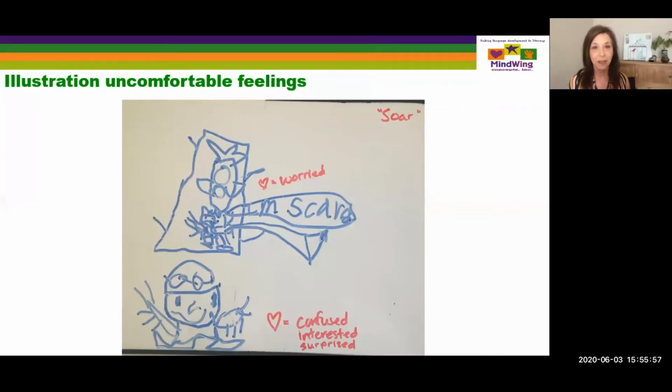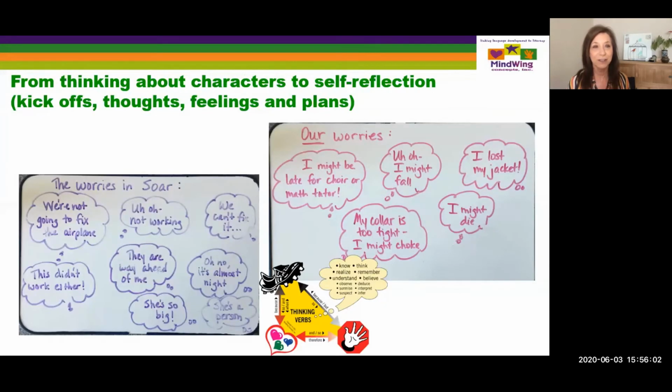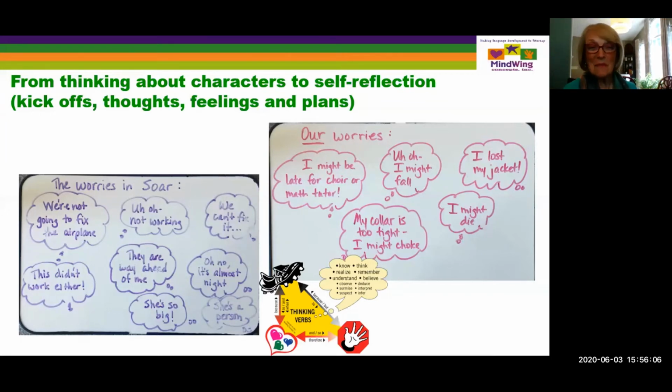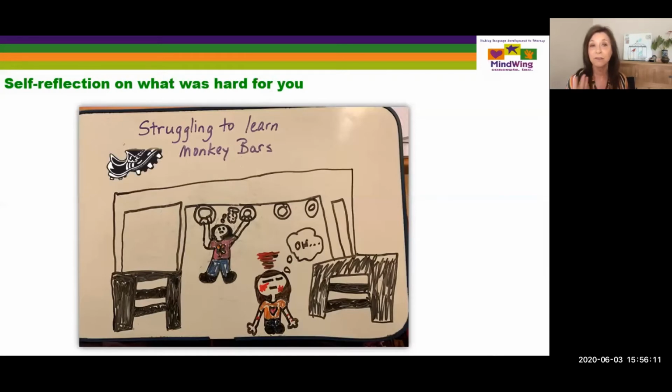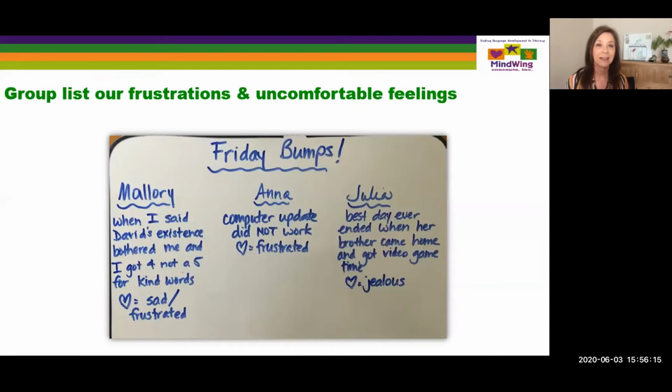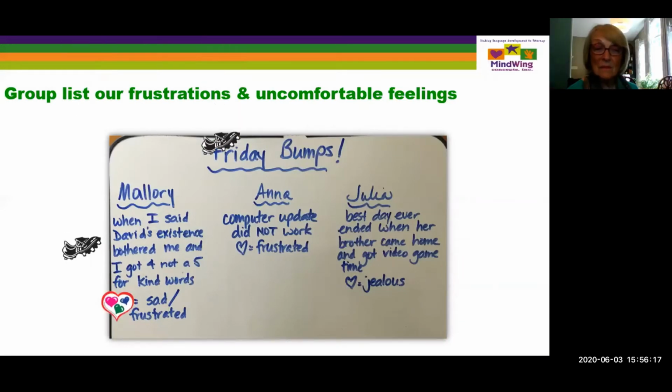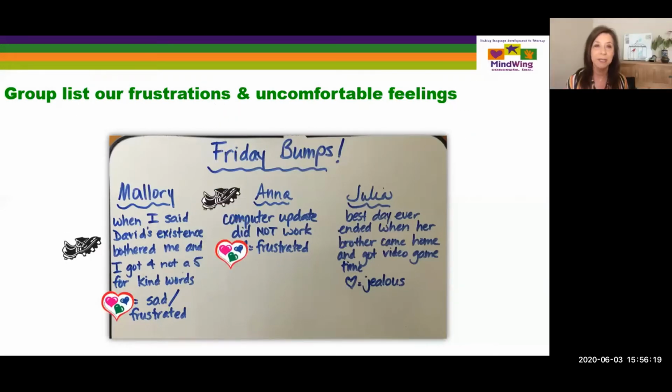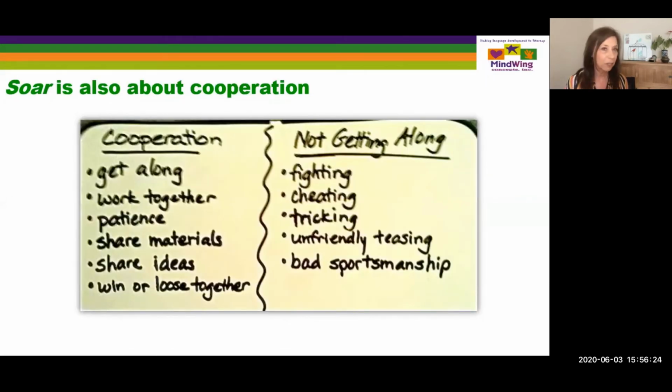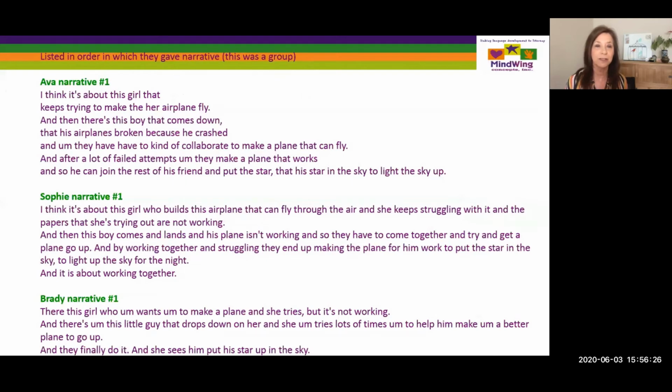Yes. I think we're just about ready to, Maryellen and I are putting ourselves out there. So again, contrasting the worries in Soar, well, we have similar worries. So really supporting students in thinking. Another student illustrating her struggle to learn the monkey bars. Yes. Friday bumps, talking about uncomfortable feelings. What happened? How did we feel about it? Talk about cooperation. There's so many choices. Oh, we've got a ways to go here.